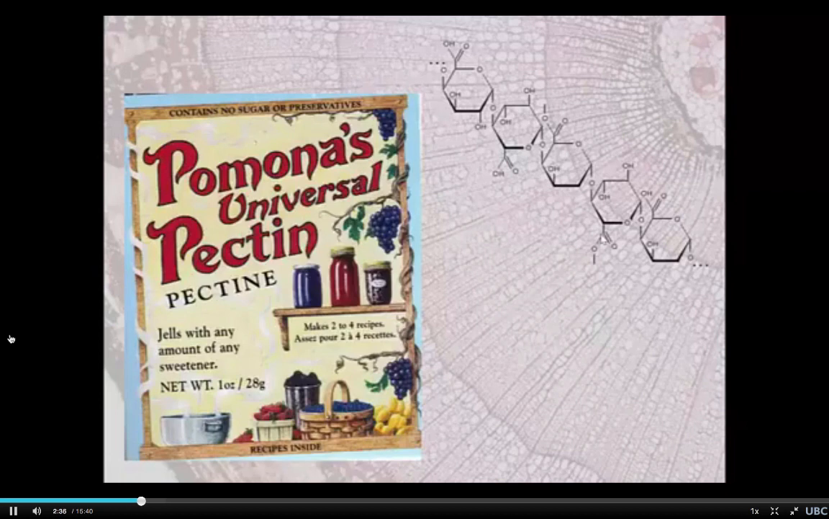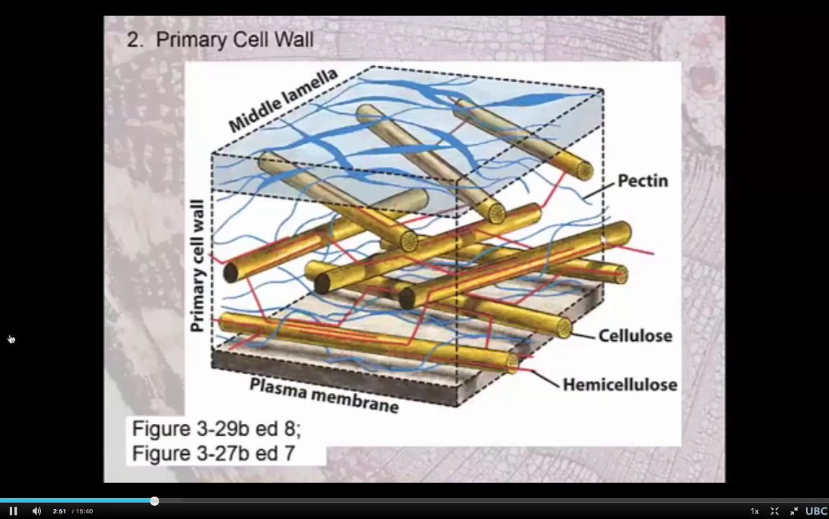Now, as I just mentioned, pectins are abundant in fruit, and they're extracted from many fruit parts and used commercially to help in the gelling when you're making jams and jellies. So a nice little practical application of pectins.